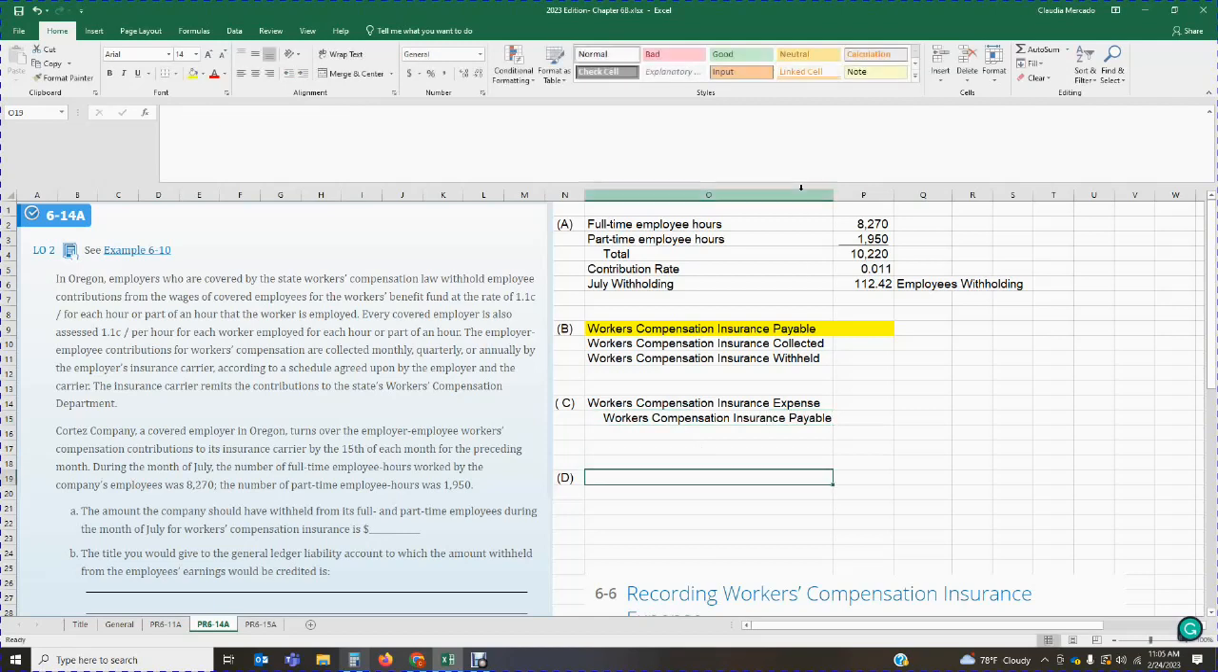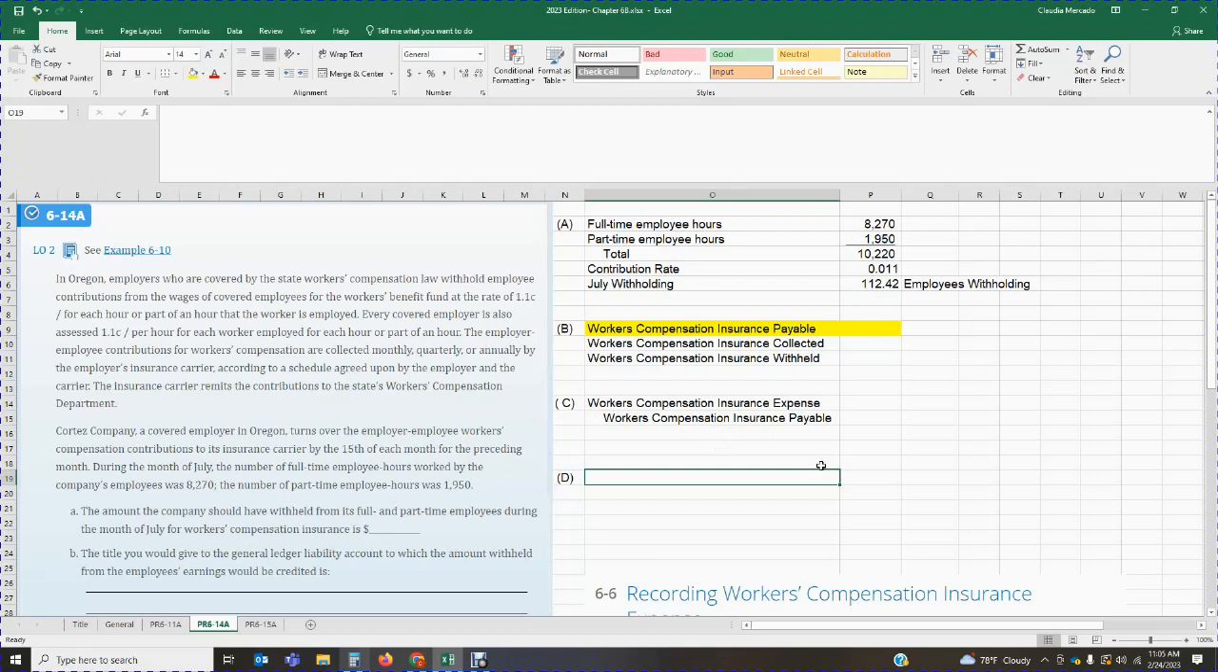And you can have just one account where you're going to put both the amount that you are withholding from your employees and the amount that the employer is contributing. Because when we remit payment to our insurance carrier, we don't care whose money it is. All of the money, both from the employees and the employer, will be gathered, added together, and then remitted to the insurance carrier. So we debit workers' compensation insurance expense and we credit our workers' compensation insurance payable account.